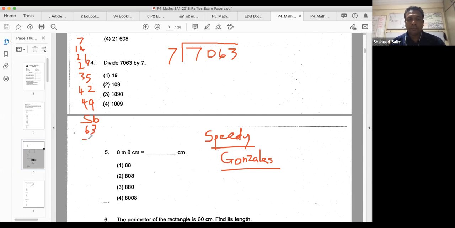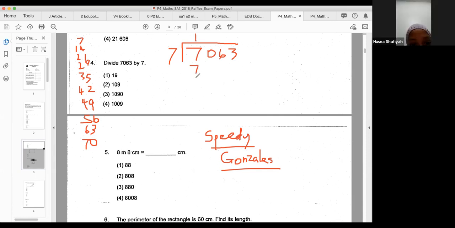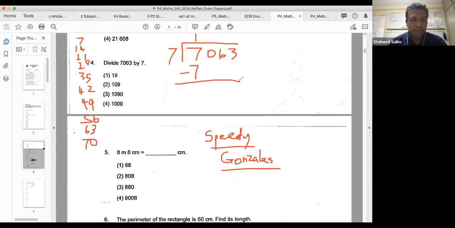63 and 70. So down here, 7 divided by 7, what do you get? Very simple. 7 divided by 7, I get 1. I don't understand. You don't understand which one? 5? Okay, we come to that in a moment.